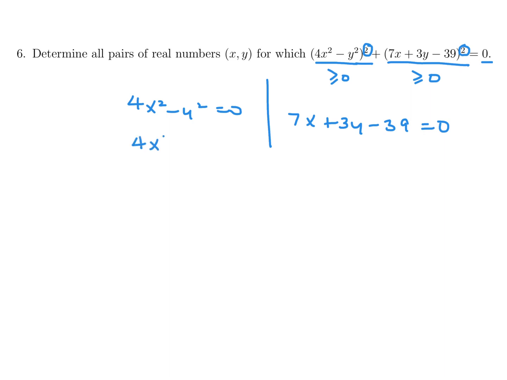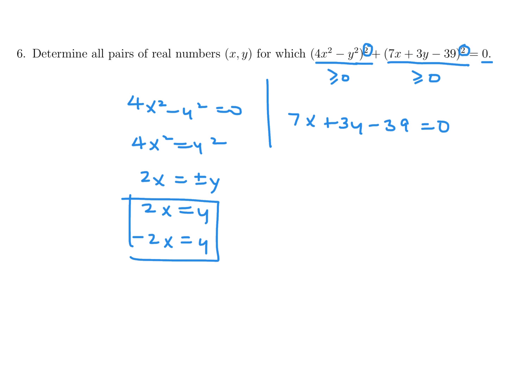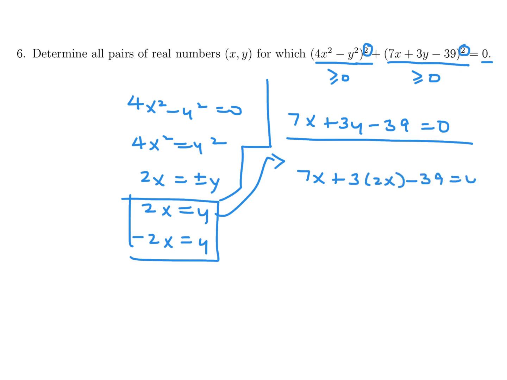So this one would be 4x squared is y squared. If you take the square root of both sides, it would be 2x is equal to plus or minus y. So that means y is either equal to 2x or y is equal to minus 2x. So these are our two options, and let's see what we get. Let's plug in the first one, y equals 2x, into this equation. So we would get 7x plus 3 times 2x minus 39 is 0. Solving for that, we get 13x is equal to 39, so x is 3, and therefore y would be 2x, which is 6. So that's our first pair, 3, 6.